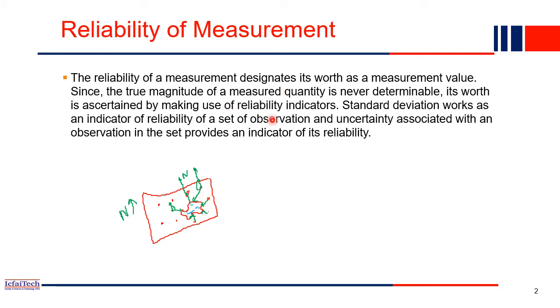A few indicators will tell the reliability. Based on these indicators, we can tell how much error is there in the reading and whether it is acceptable or not. The standard deviation works as an indicator of the reliability of a set of observations, and the uncertainty associated with the observations in the set provides an indicator of its reliability. So standard deviation is very important; it is basically the reliability indicator. Okay, so what is standard deviation?